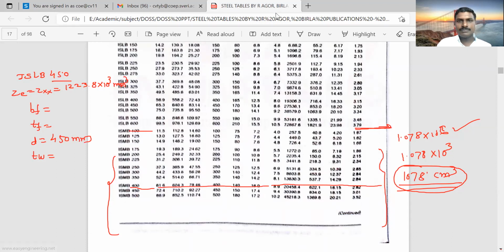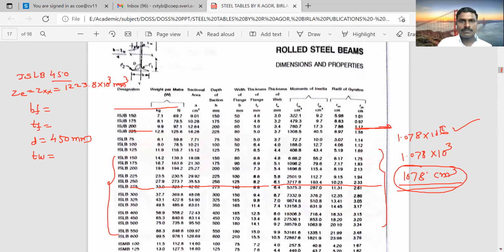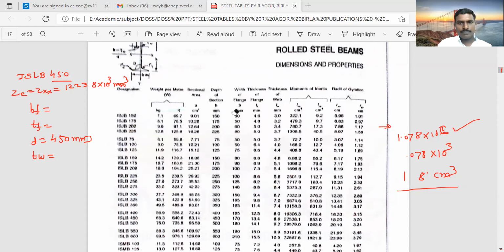Where is ISLB? Here. ISLB 450 is here. So now this is the thickness of flange. This is the thickness of web. This is D, the depth of section. Then this is the width of flange. So tell me, the width of flange is how much?